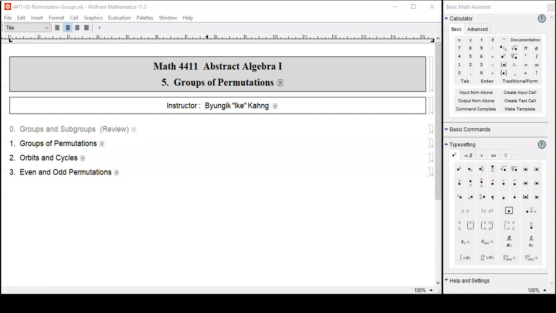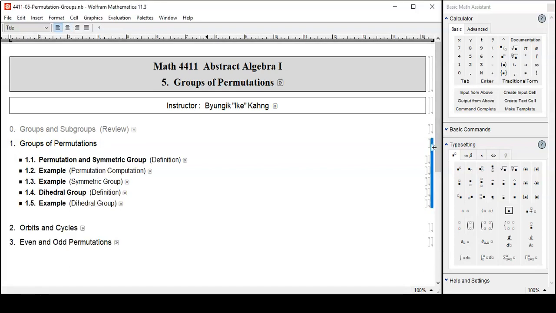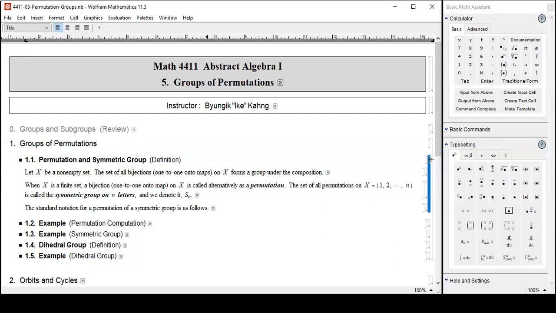Ever since we were introduced to the concept of groups in lesson 2, we had bits and pieces of non-abelian examples here and there. Now finally we reached a point where we have an entire lesson devoted completely to non-abelian groups. Here we go. Let X be a non-empty set.